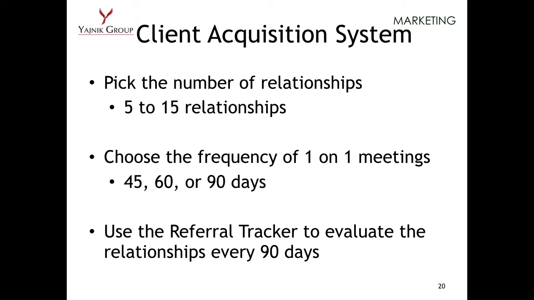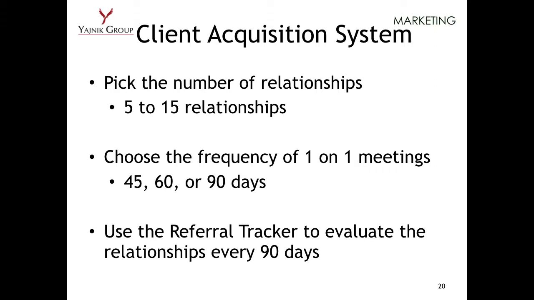Do you have time for 5 of those, 10 of those, 15 of those? No more than 15, because we just want to focus our efforts on the most fruitful ones. If it's as few as 5 or as many as 15, that's okay. But just go ahead and pick the number now. Now what I want you to do is choose the frequency with which you will meet with each of these individuals. It has to be one-on-one.